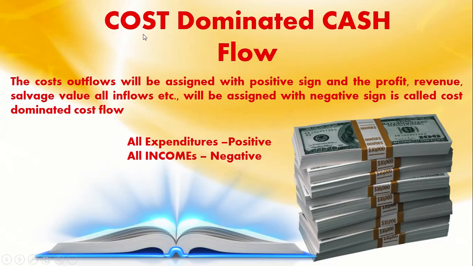And next is cost dominated cash flow. The cost outflows, expenditure, will be assigned a positive sign, and the profit, revenue, salvage value, all inflows, income, these incomes will be assigned a negative sign. This is called a cost dominated cash flow. Here I gave the sign: all expenditures are positive, all incomes are negative.